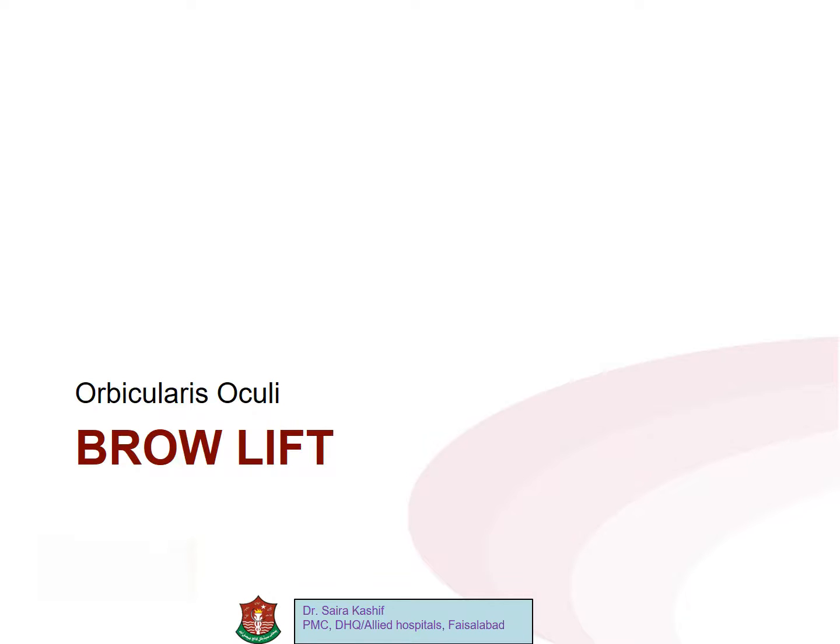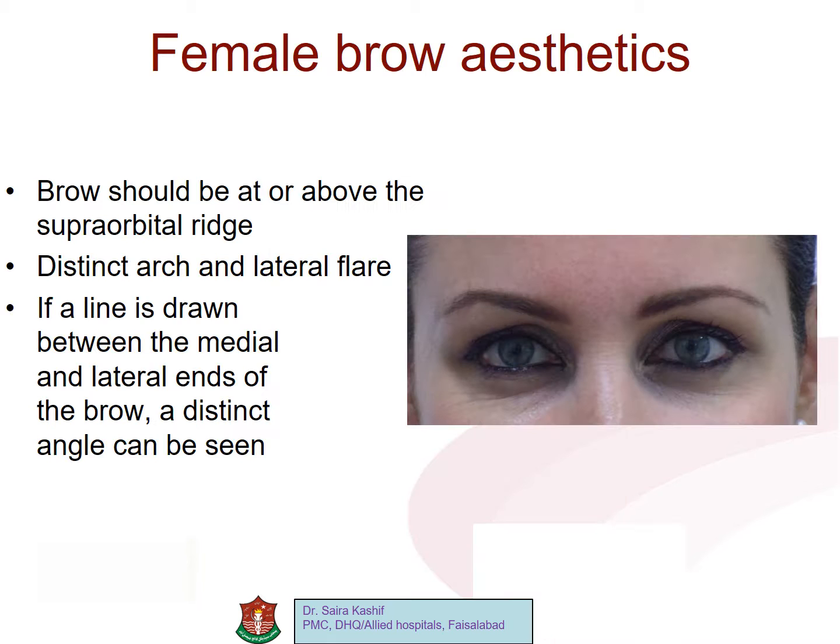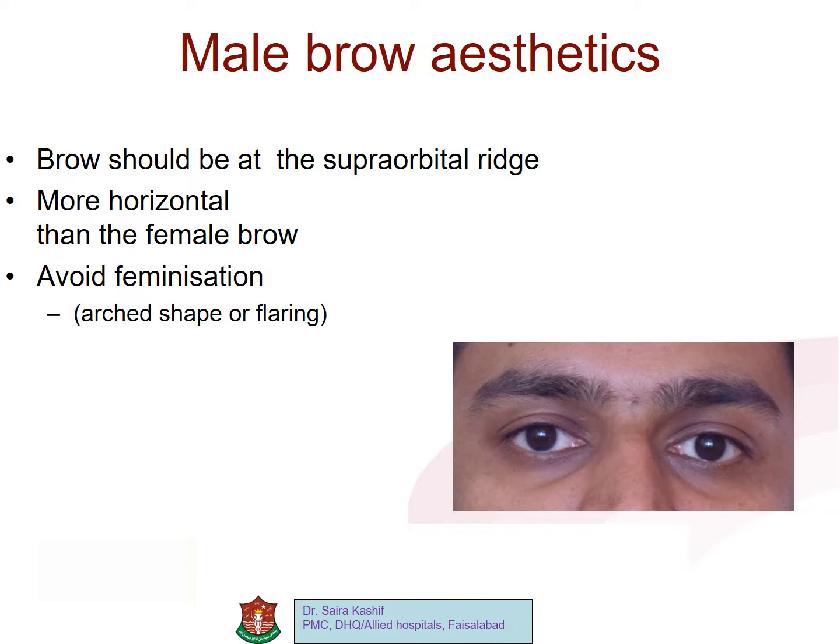Next is the brow lift. The desired brow shape in the female is at or above the supraorbital ridge with a lateral flare and arch here, while in the male, the brow shape is more horizontal at the supraorbital ridge.